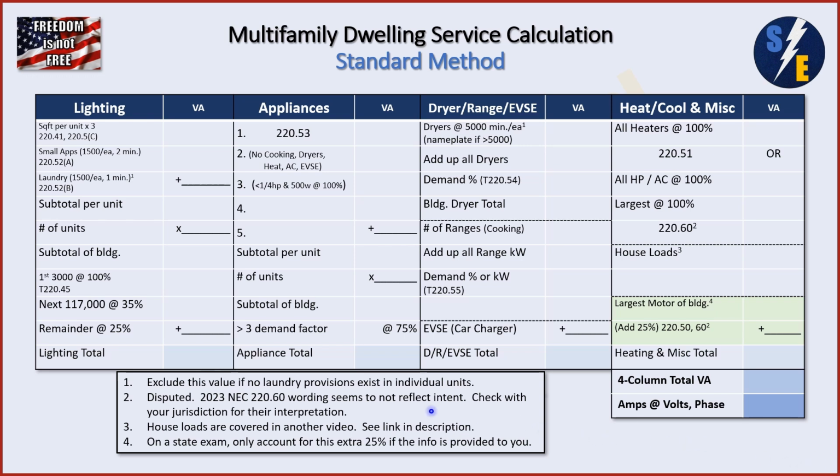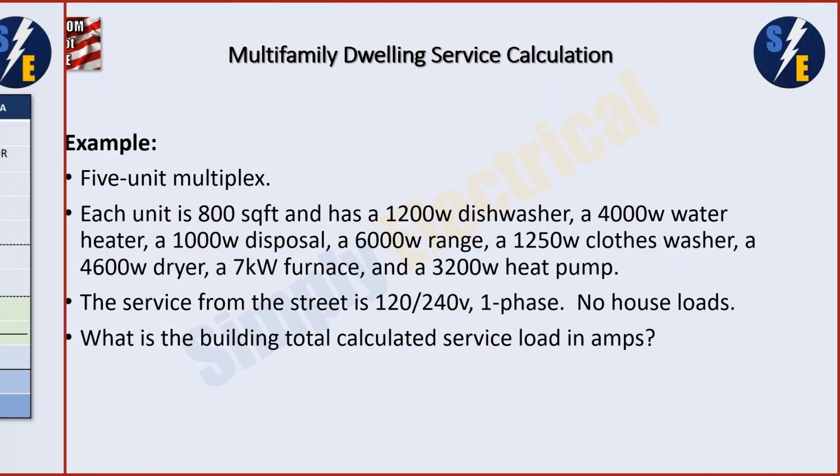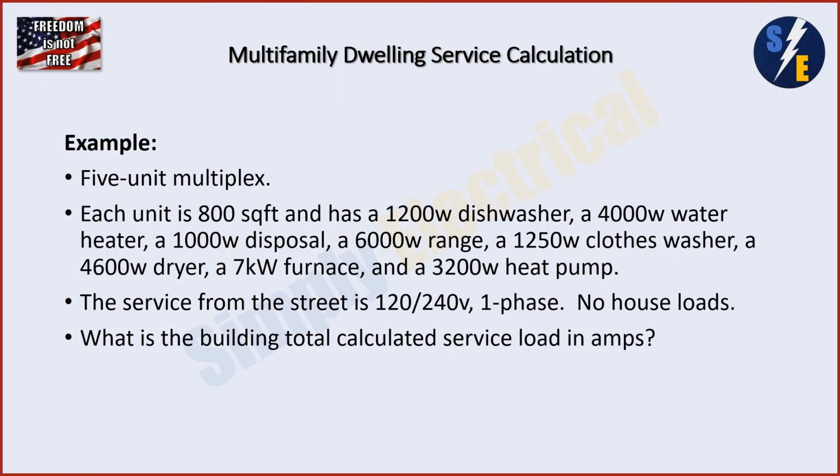Now I have some notes down here at the bottom, and I will get to each of these notes as we cover them in the process of this calculation. Okay, here's our first example. We have a 5-unit multiplex. Each unit is 800 square foot, and then it has all these amenities here. We're not going to read through each one because I do have these listed on the next page as well. It is a 120/240 volt single phase service. There are no house loads, and we're going to try to find the calculated service load in amps.